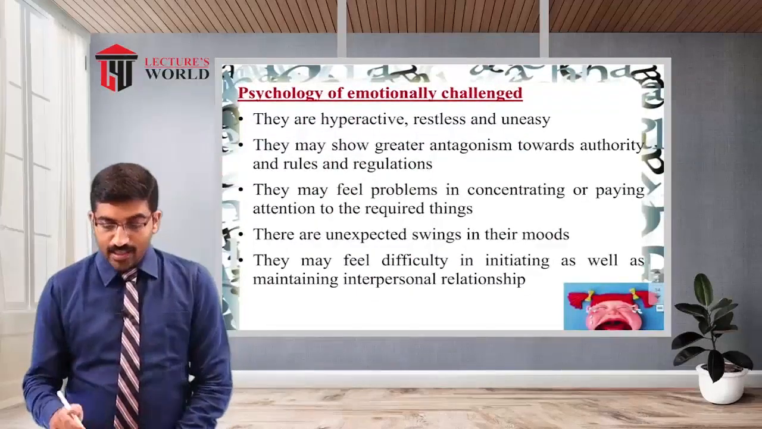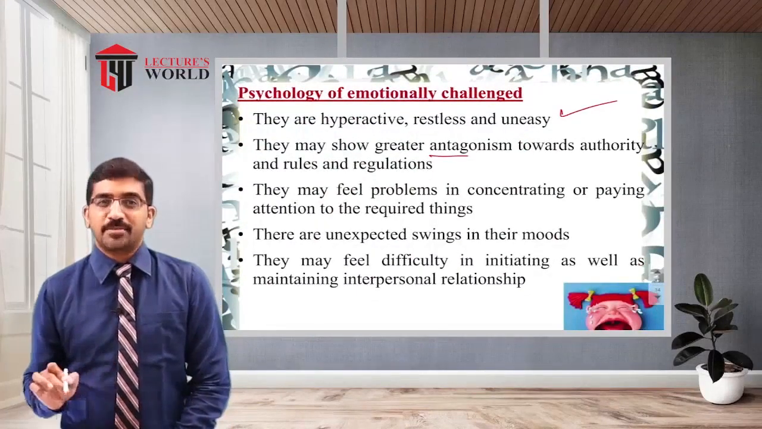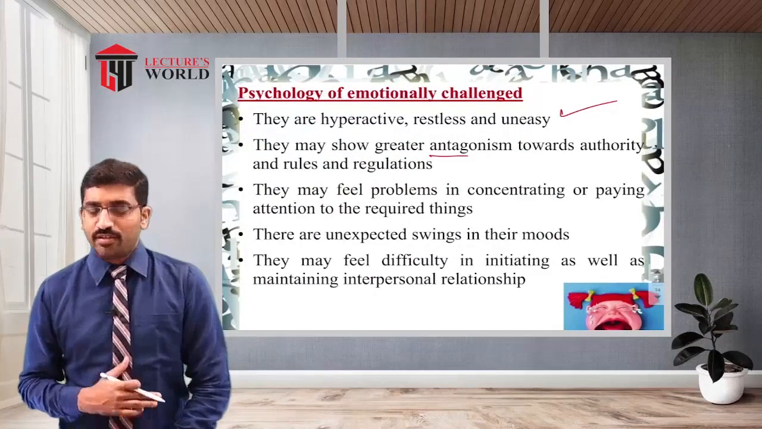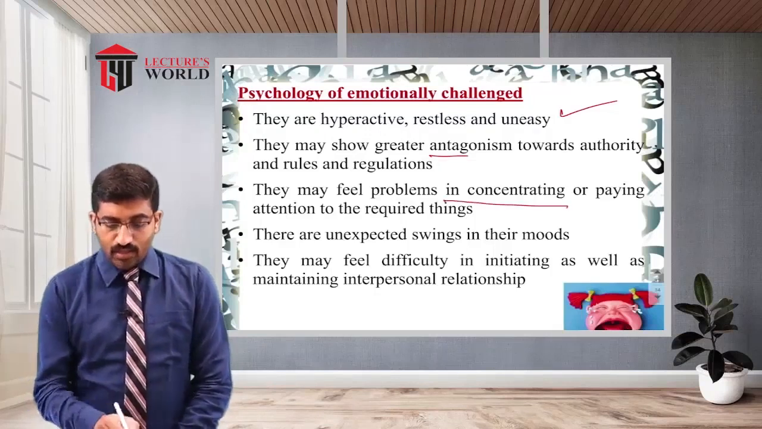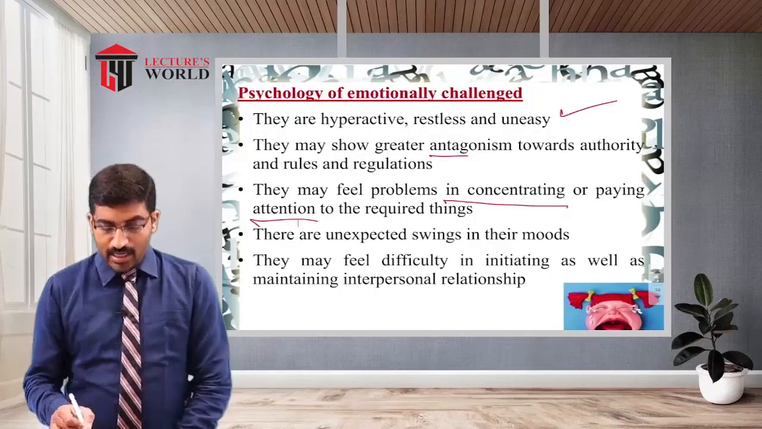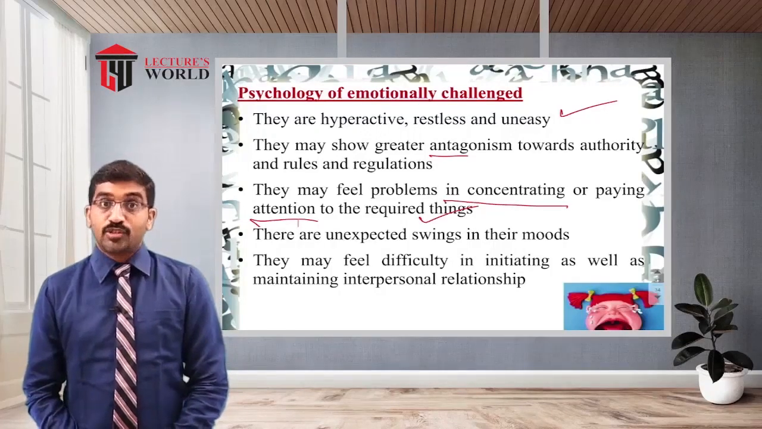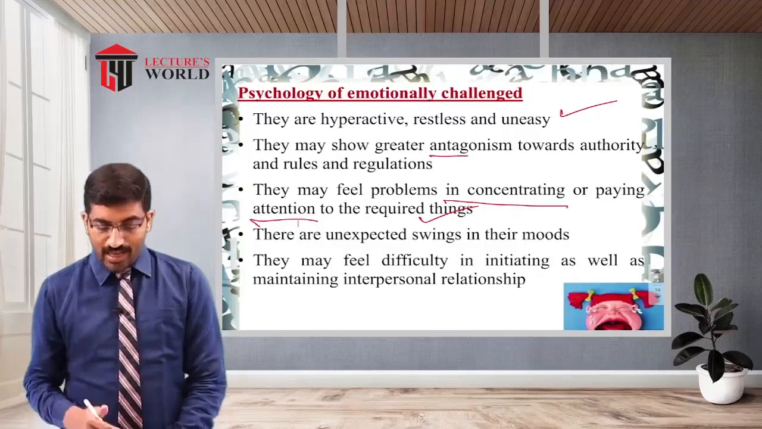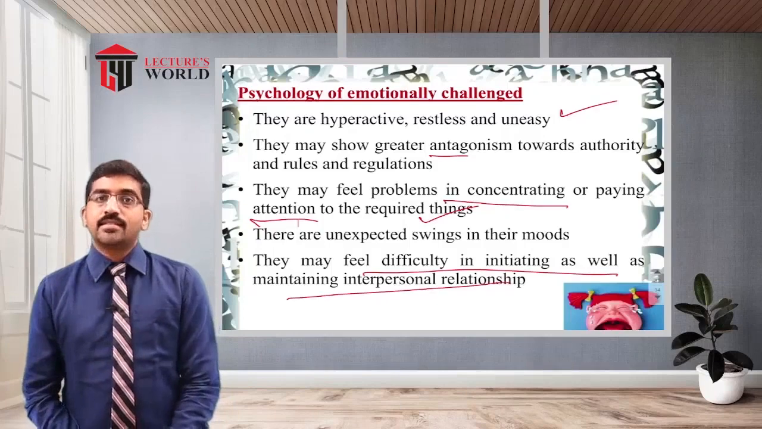Emotionally challenged: restless, uneasiness, their antagonism towards society. They do not want to accept society's rules because they always feel society has lots of rules and regulations. I cannot follow, I am emotionally down. They have problems in concentrating or paying attention. There are unexpected swings in their mood. Sometimes they are very happy, sometimes they are very sad. So such changes can be seen. They may feel difficulty in initiating and maintaining interpersonal relationships.